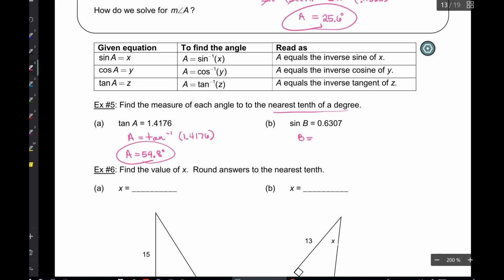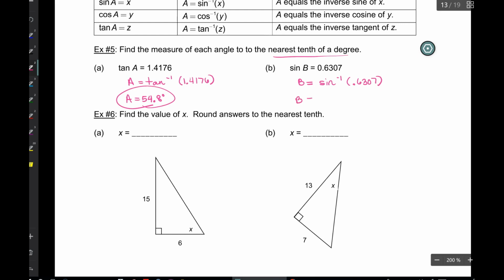Next one, we want to find B. So B is equal to the sine inverse of 0.6307. So type that into your calculator, and we get 39.1 degrees.